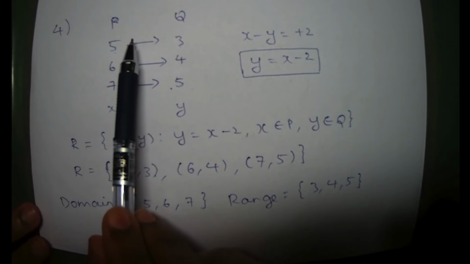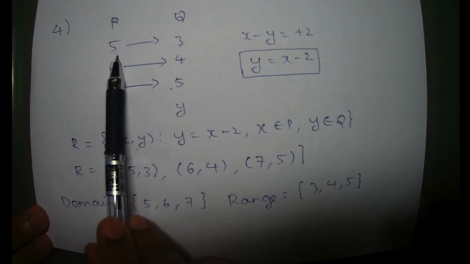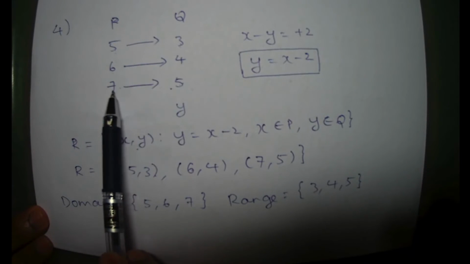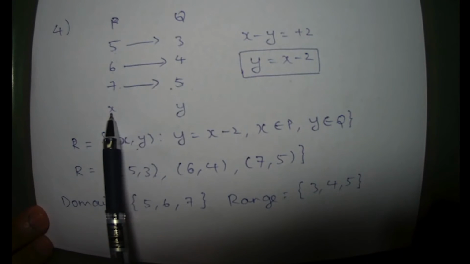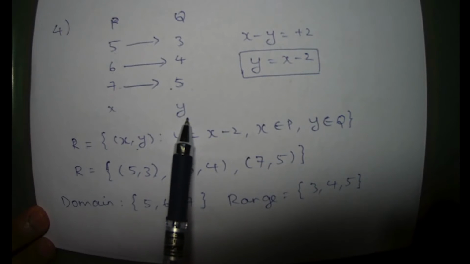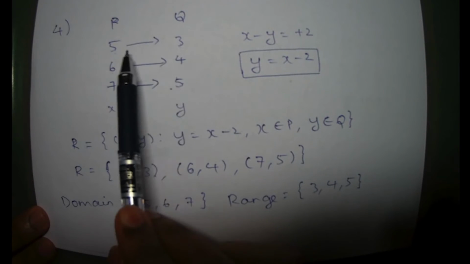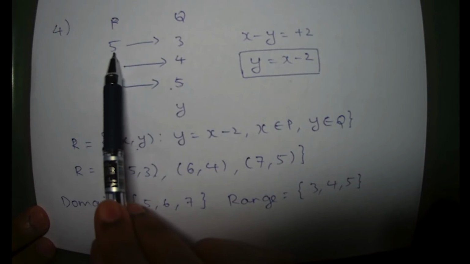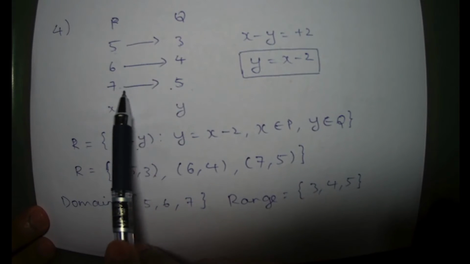So we can write the given figure in a simple form. We see that 5 is linked to 3, 6 is linked to 4 and 7 is linked to 5. So 5, 6, 7 are the values of x, 3, 4, 5 are the values of y. So in this we see that the difference between both the numbers is 2. The difference between 5 and 3 is 2, 6 and 4 is 2, 7 and 5 is 2.